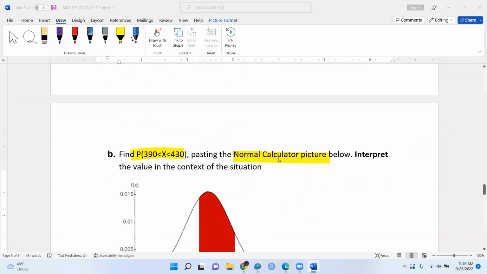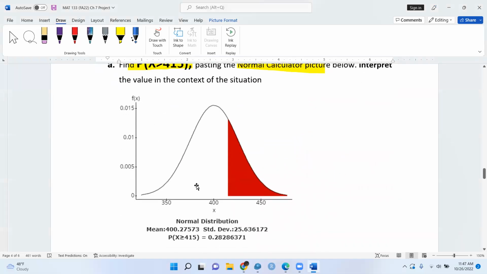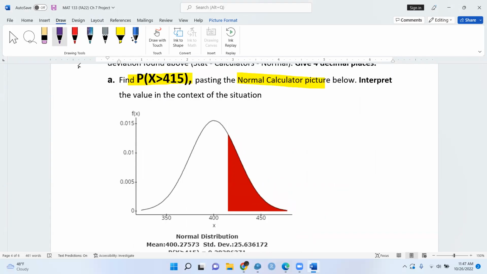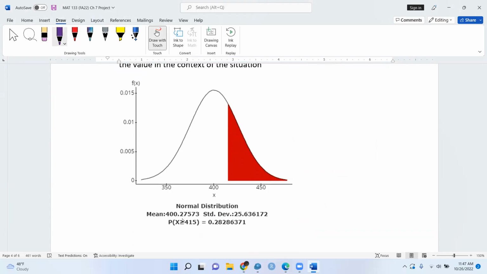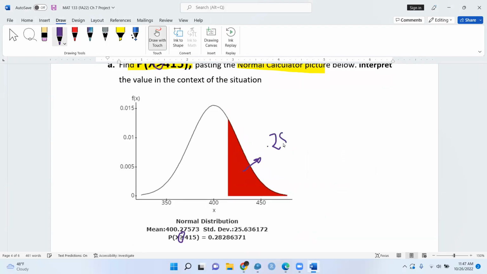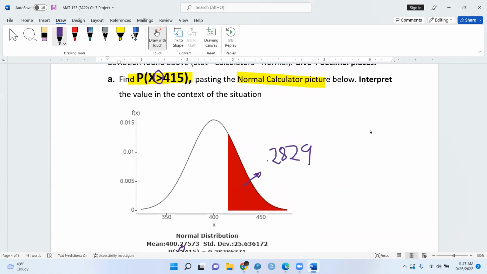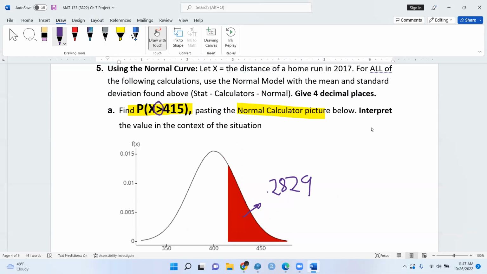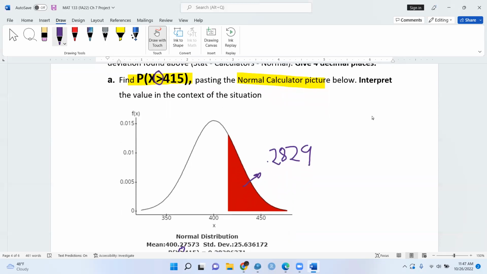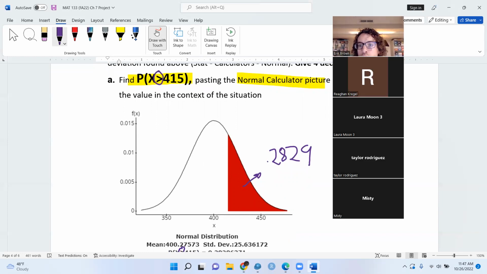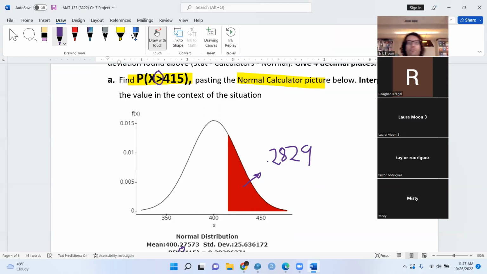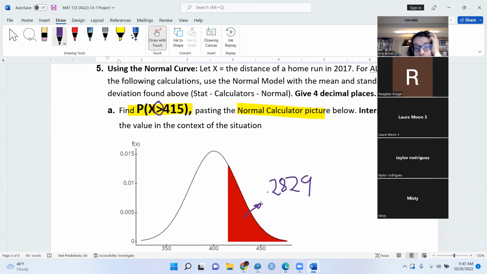So for C, well, first let's double check. Did everyone get A correct? Yes. Awesome. No. Did you note this? And does your graph have this on it? Yes, no, maybe so. What do we do? Is that the interpret in the context of the situation part of it? No, so that is, what does this number mean? This 0.2829.